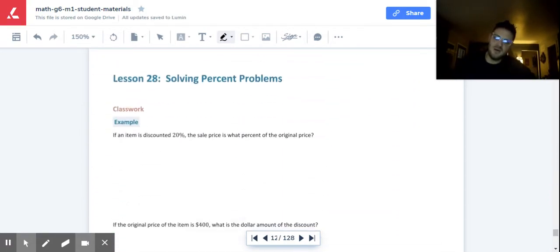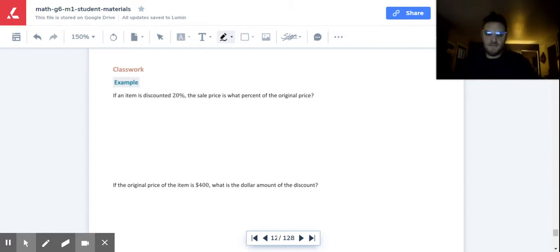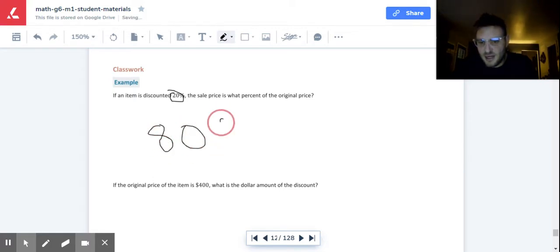Moving on, lesson 28, solving percent problems. So it's just more of this practice, okay? If an item is discounted 20%, the sale price is what percent of the original price? So we're taking off 20%. What's left? Easy enough. 80% is what's left. If you take off 20%, you have to pay 80%.